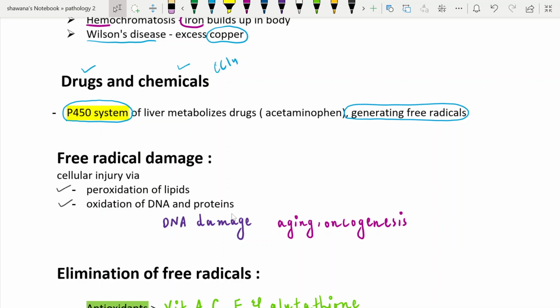And in the oxidation of DNA and proteins, the cytoskeleton of the cell is made up of proteins, and DNA is present inside the nucleus of the cell. It's most important for the structural and functional stability of the cell. So when its oxidation occurs, the cell is going to suffer, and when the DNA damage occurs, it results in aging and oncogenesis. Aging is an irreversible process in which the cell is going to age irrespective of what we use, and oncogenesis is the production of the cancerous cells.